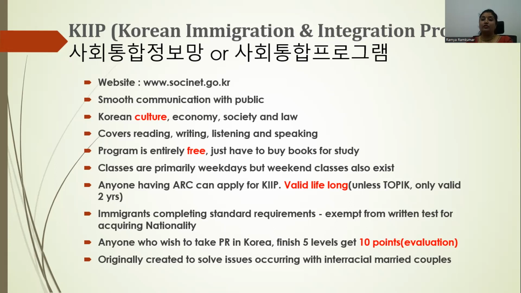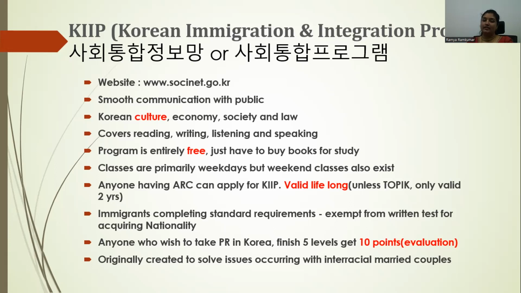And immigrants, after completing the standard requirements, are exempt from written tests for acquiring nationality. It also helps with acquiring permanent residency in Korea. People who have completed 5 levels in the KIIP program are given 10 additional points when it comes to evaluation for the PR in Korea. So that is very useful information, wherein we can complete 5 levels and get eligible for PR.